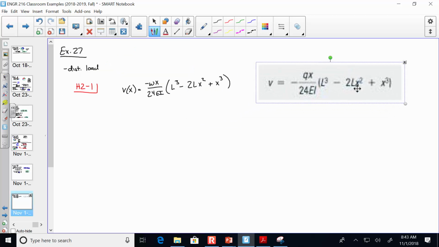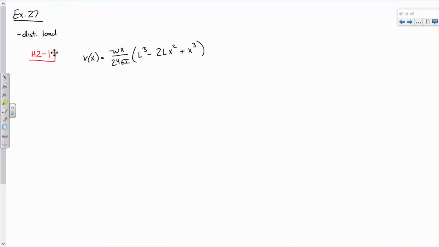The only thing is I use W's for loads. That's just me. I think it's a little easier to deal with. Something about every time I write a Q, I think it looks like a 9. So everything there is just directly from the equation in the book. And then what we're doing is determining the deflection at x equals L over 4.